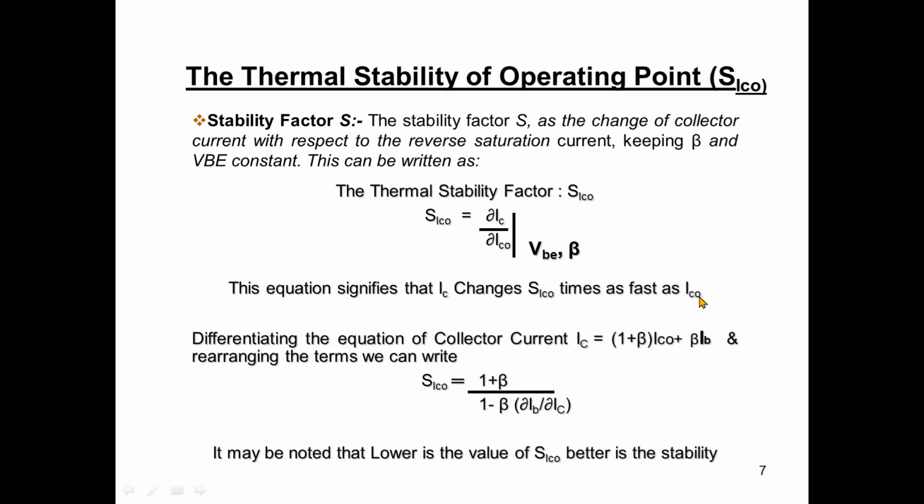Differentiating the collector current, IC equals (1 plus beta) ICO plus beta IB, and rearranging the terms, we get SICO equal to (1 plus beta) divided by (1 minus beta ∂IB/∂IC), which can be noted to be lower, which can make the stabilization factor better. This is all about today's topic, thermal stability.